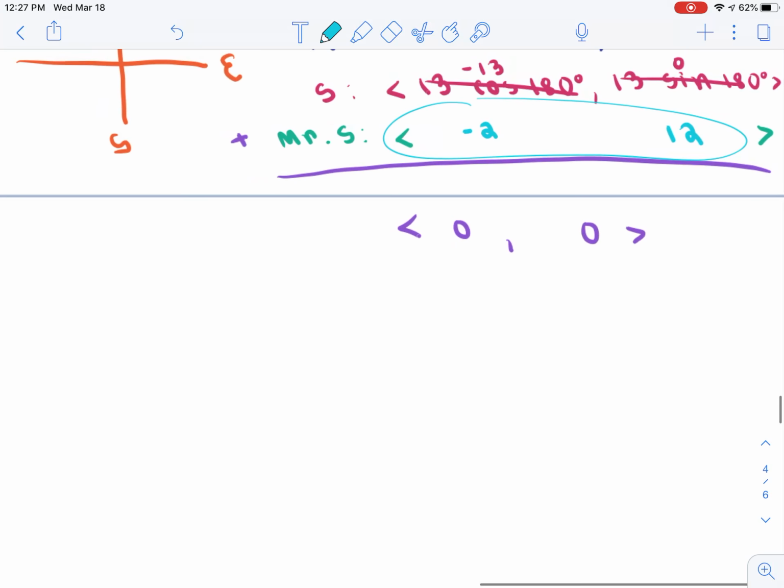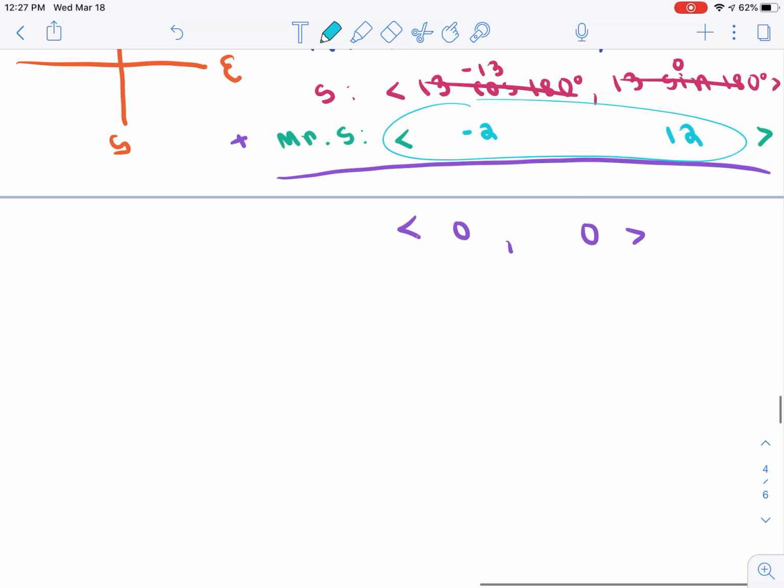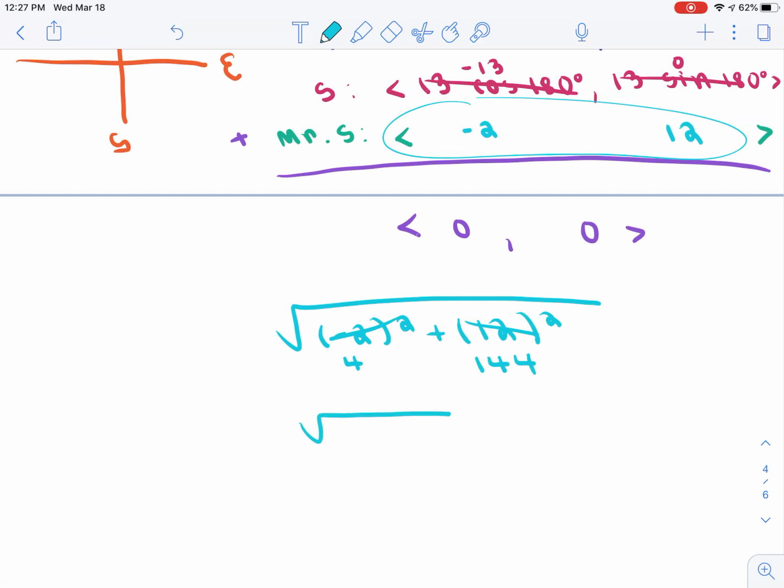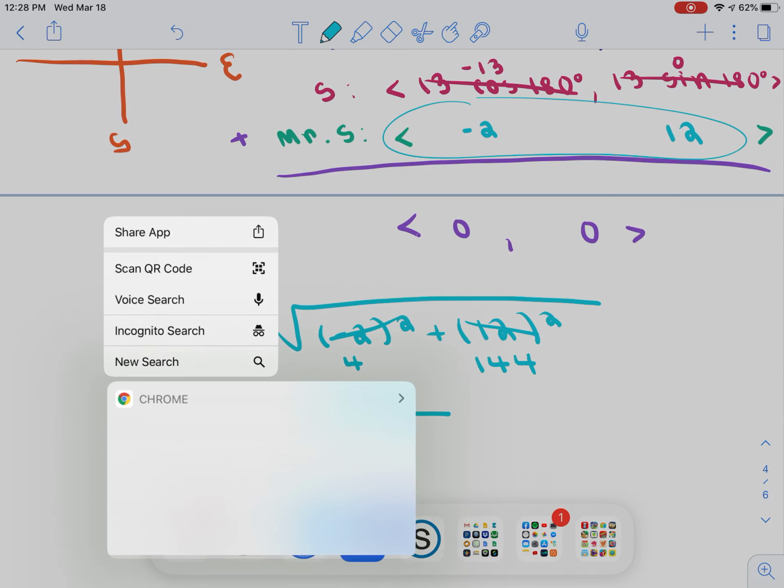So remember, from here, to find that tension force, what I can do is find the magnitude by taking the square root of negative 2 squared plus 12 squared. So that's going to give me a 4 and a 144. So I want the square root of 148. Let's get my calculator.